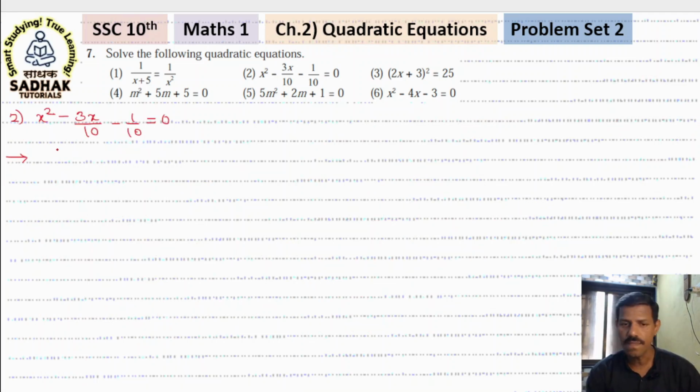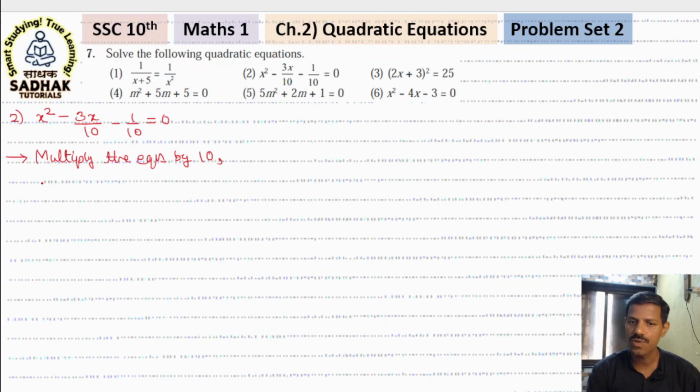Okay, in the second sum, we can see that in the denominator we are having 10. So to get rid of 10, we will have to multiply the equation by 10. Okay, so multiply the equation by 10.